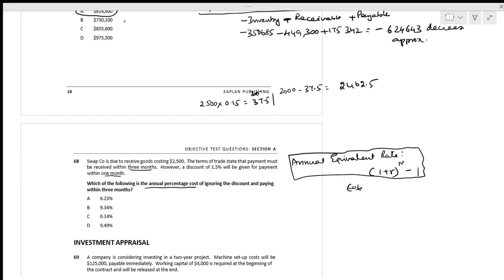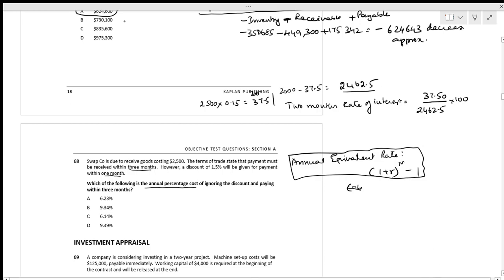Now, what is the 2 months' interest rate if you take it into consideration? This is the amount. The 2 months' rate of interest is 37.5 divided by 2,462.5 times 100. It comes to 1.5228. This is the value of r.